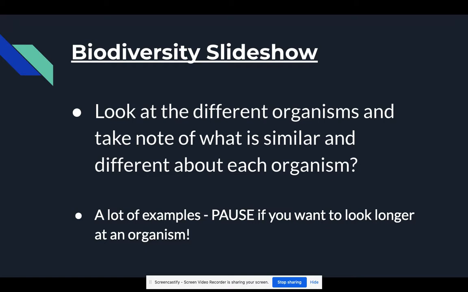Now I'm going to go through a pretty extensive list of examples of organisms. And you're going to see pictures, and I'm going to read their names to you. And what I want you to do is think about what are some of the similarities, and more importantly, what are the differences between these organisms? What do you think is different about the things that you are seeing? There's a lot of examples, but you can always pause or rewind if you want to take a longer look at any of the organisms.